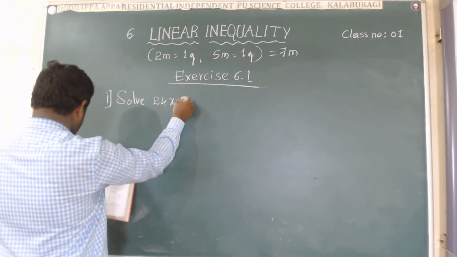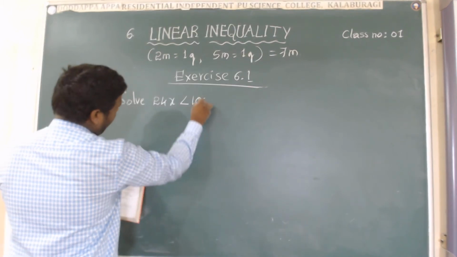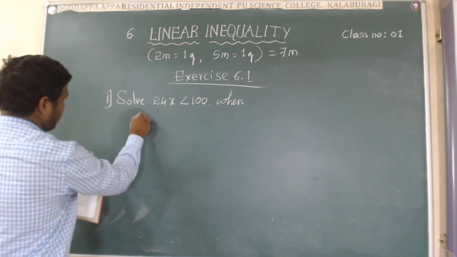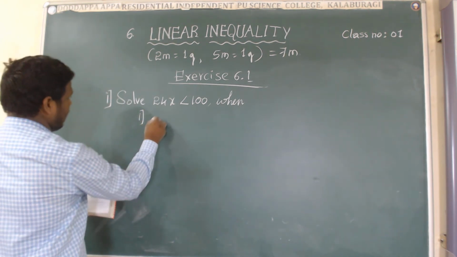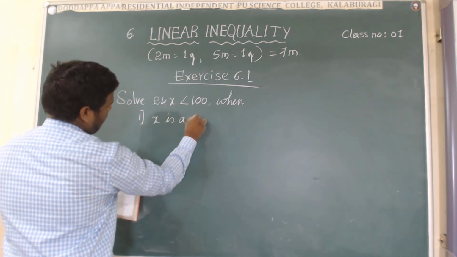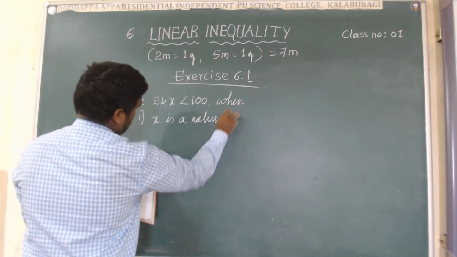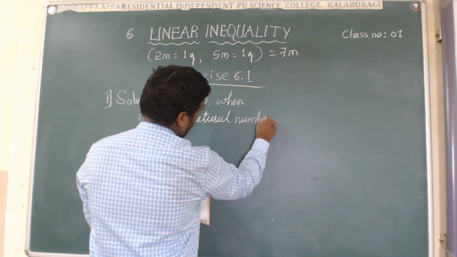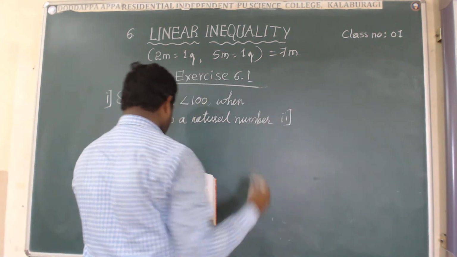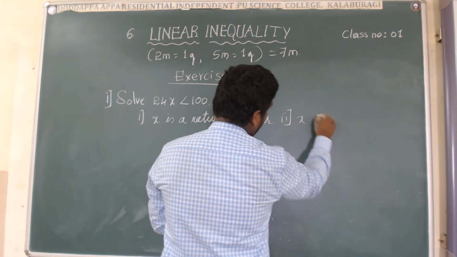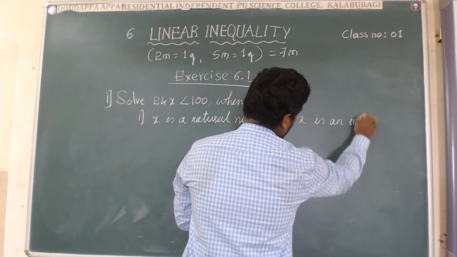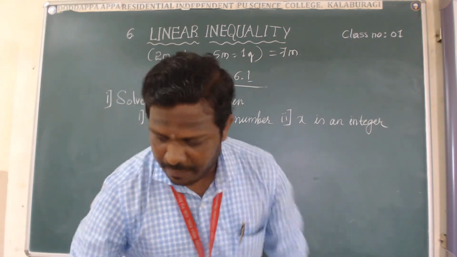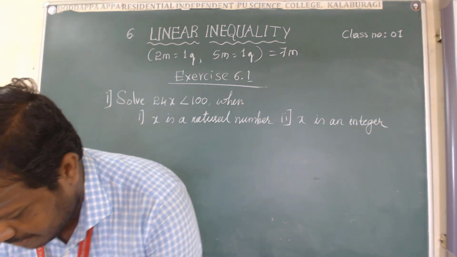24x is less than 100, where in the first part the question is x is a natural number, and in the second part x is an integer.